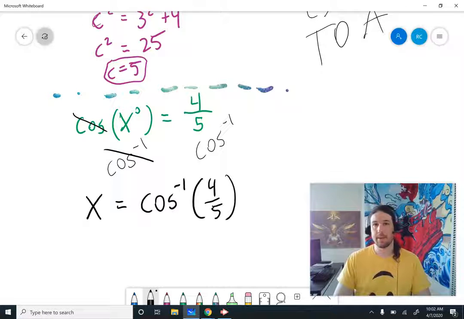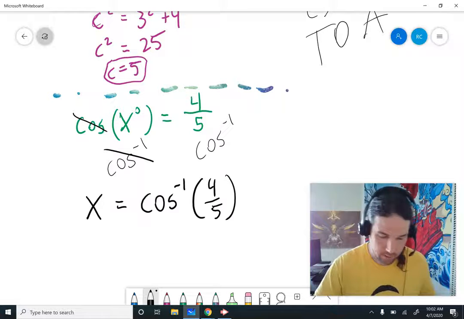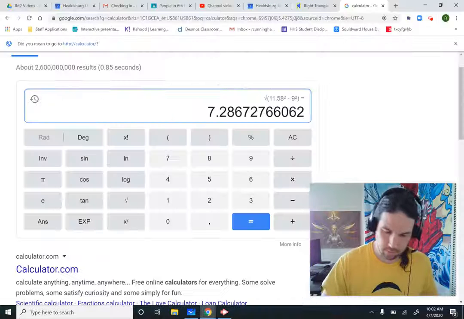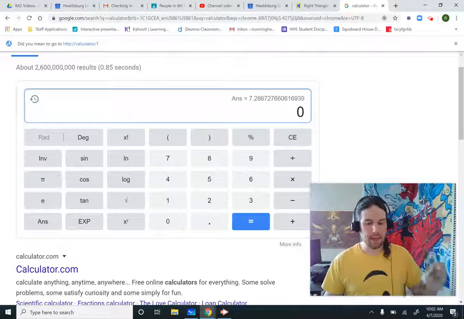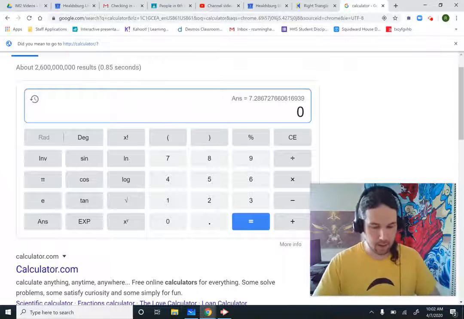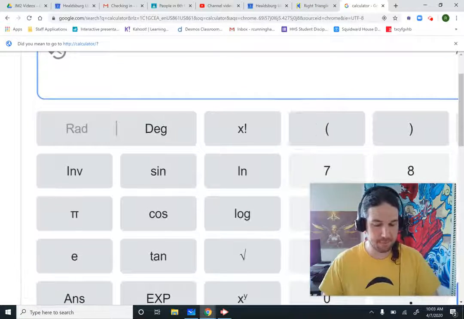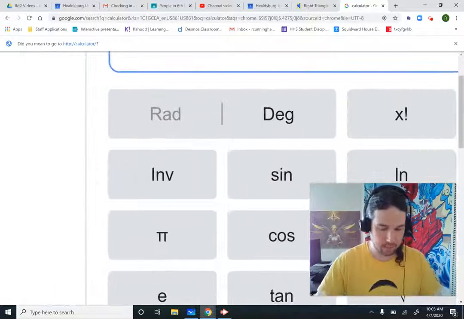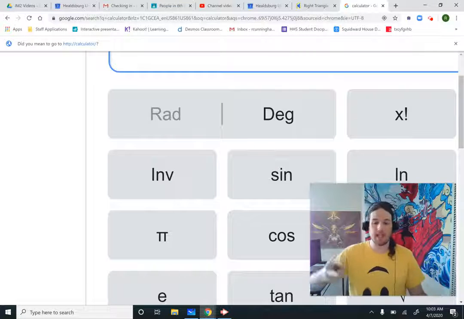Okay? Now, again, I'm going to show you how to do this. Back to our calculator. Clear. Every calculator should have a second button or a shift button. In this case, it's an INV button. It's right there. Stands for inverse. And what it does is it undoes whatever.